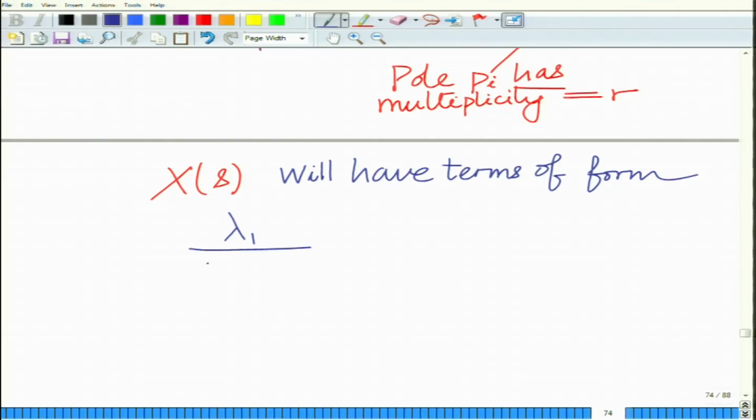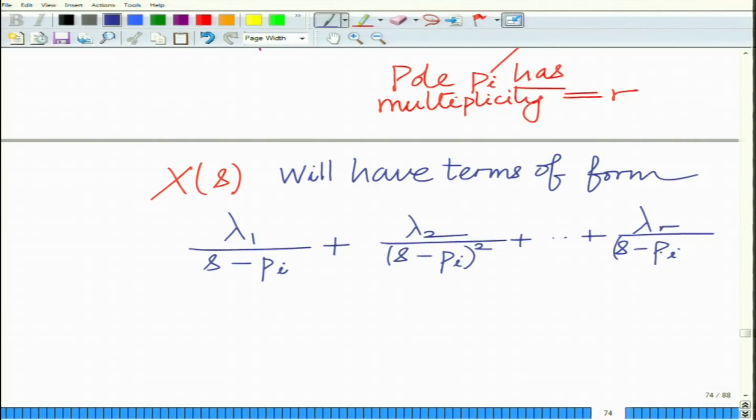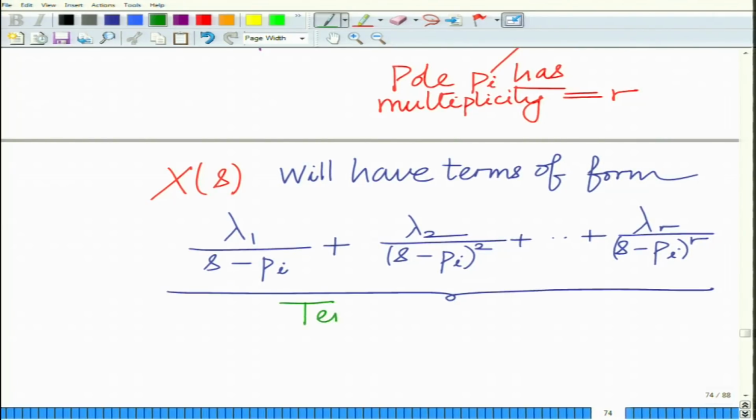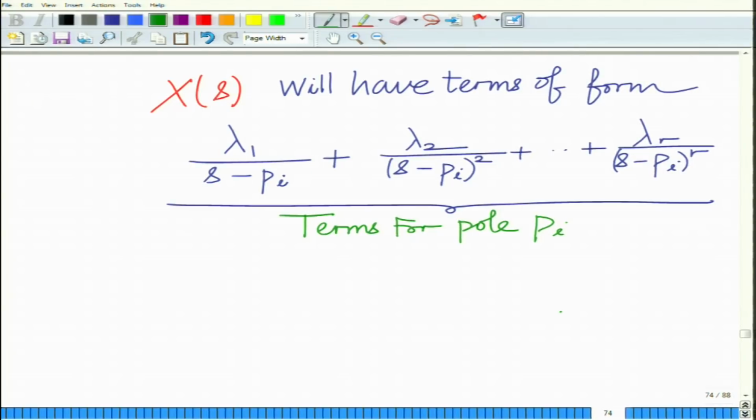lambda 1 divided by S minus Pi plus lambda 2 divided by S minus Pi square plus lambda r divided by S minus Pi raised to the power of r. So, these are the terms corresponding to pole Pi, and you will have the rest of the terms corresponding to other poles. So there will be r terms corresponding to the pole Pi, lambda 1 by S minus Pi, lambda 2 by S minus Pi square, so on up to lambda r divided by S minus Pi raised to the power of r, where r is the multiplicity of the pole Pi, and the coefficient lambda r minus k is evaluated as follows.